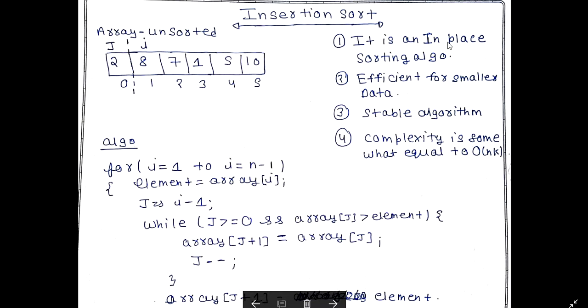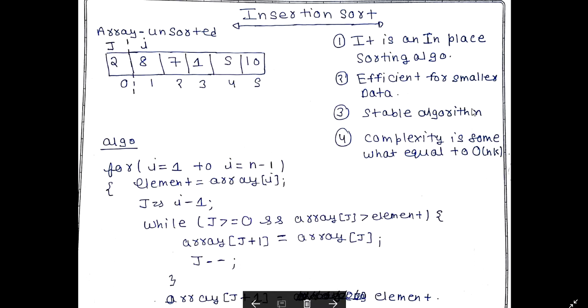Firstly, it is an in-place sorting algorithm. In-place sorting algorithm means that while sorting this array, it doesn't create another array in the memory, so it is a fairly space efficient sorting algorithm. Secondly, it is efficient for smaller data, but as the data in the array increases, the efficiency decreases.